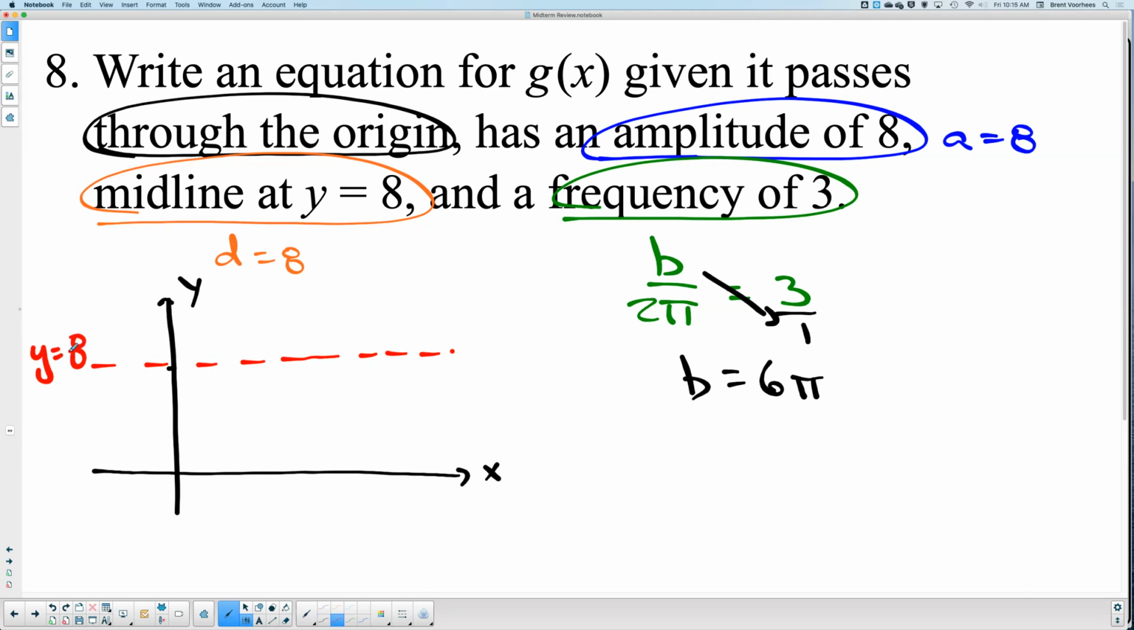This graph starts where? At the origin, and it has an amplitude of 8. So it's gonna go like this. Something like that. Still set on sine? This isn't a sine, this is cosine. Why is this a cosine?